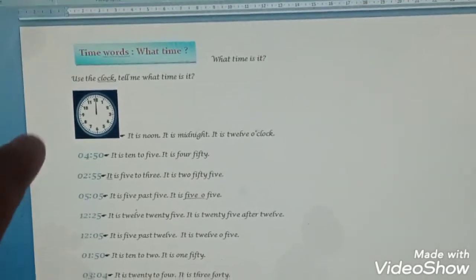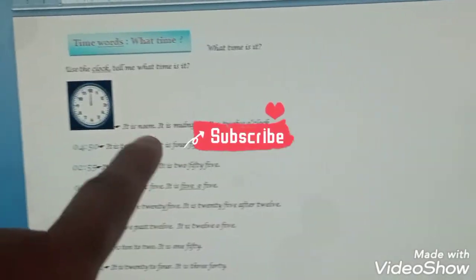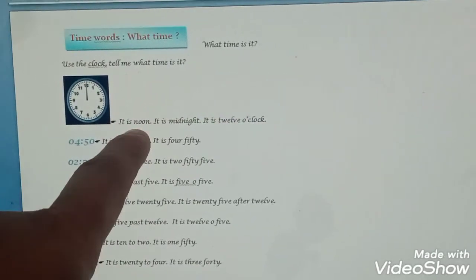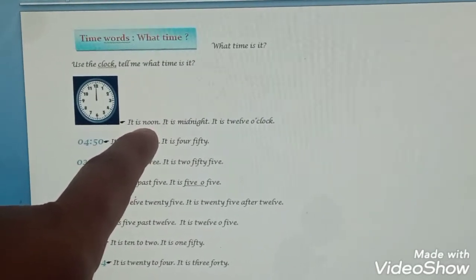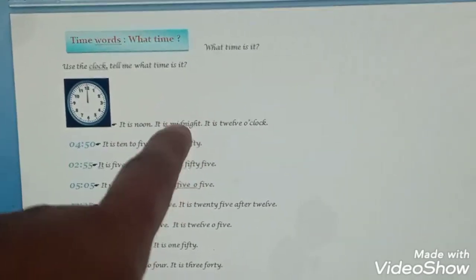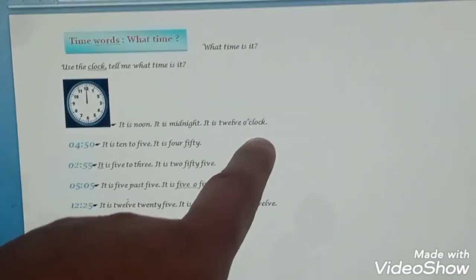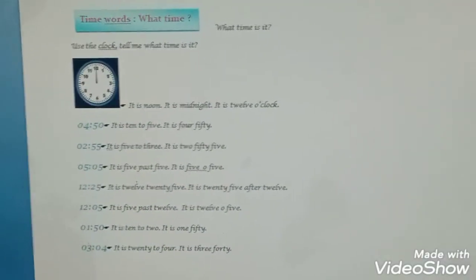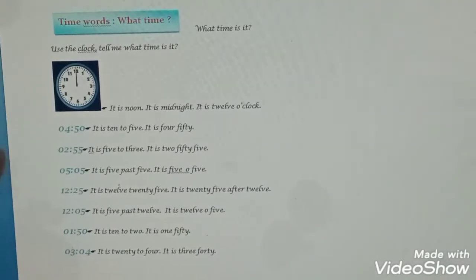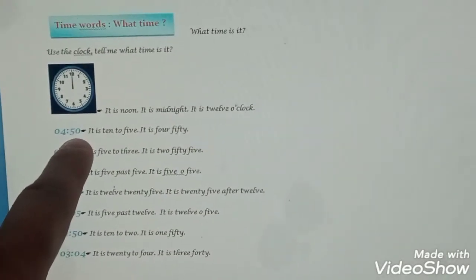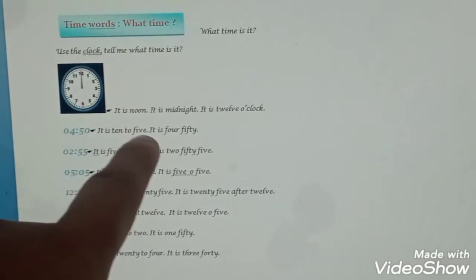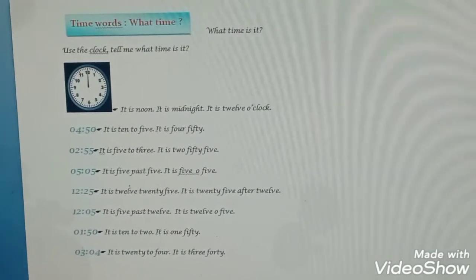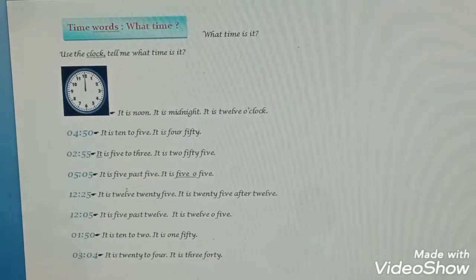Look here what you have. عندنا 12 تماما. نقول it is noon or it is midnight. Noon هي 12 ظهرا and midnight هي 12 ليلا. It is 12 o'clock, both of them. 12 o'clock, 12 تماما. Second, it is 4:50. It is 10 to 5. 5 غير 10.